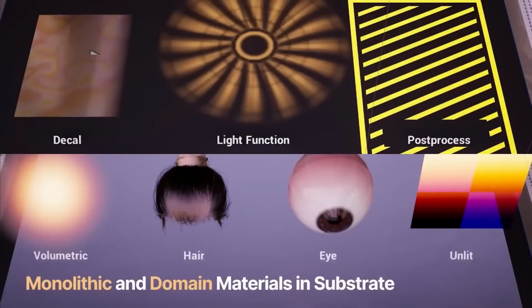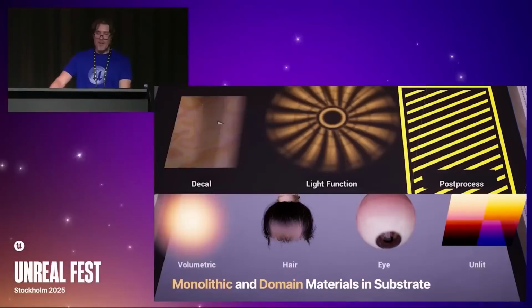All right, before we jump into building with slabs, let's quickly look at the materials that aren't built from them, the ones that remain monolithic or are bound to specific material domains. At the top of the slide, you can see a few examples of domain materials. These are directly analogous to their legacy equivalents, and when used with Substrate, the appropriate material domain and shading model are automatically set for you. Domain materials are isolated. They can't be composed with Substrate operators, but they still benefit from running inside the Substrate pipeline. This includes post-process materials, light functions, and decals.